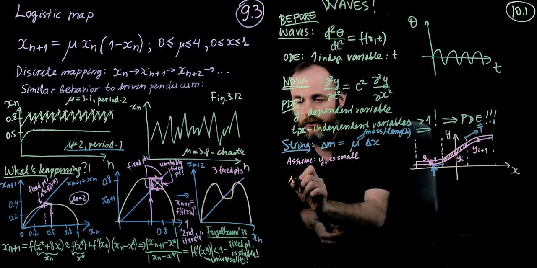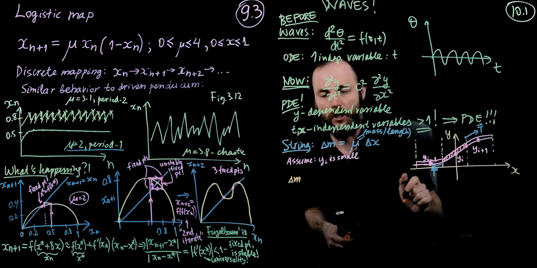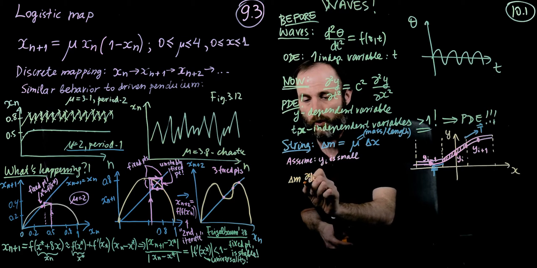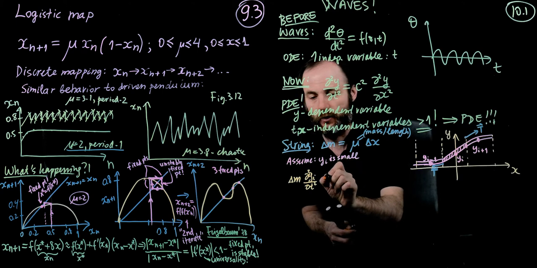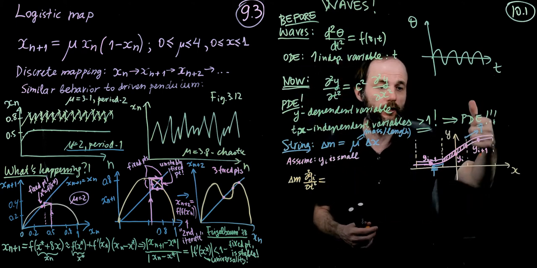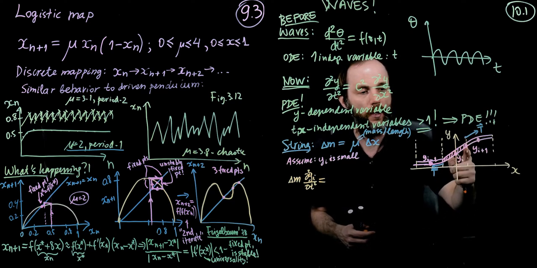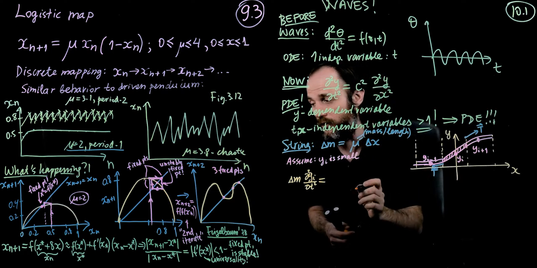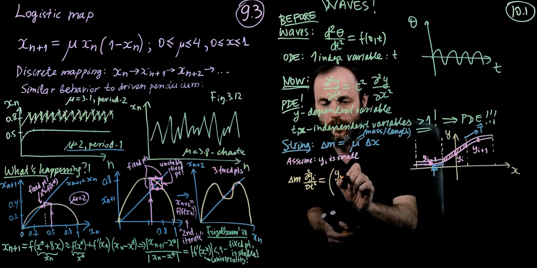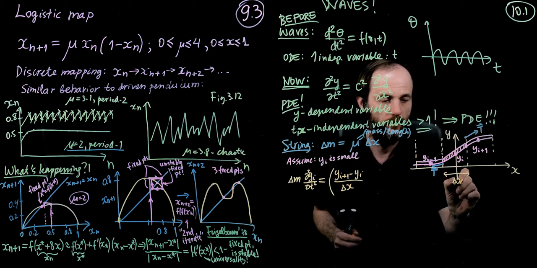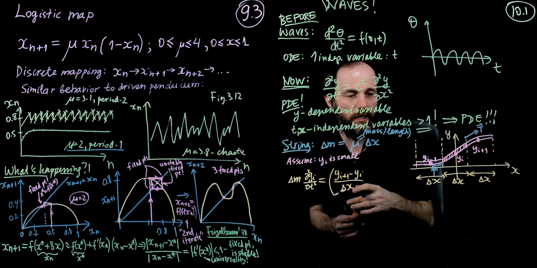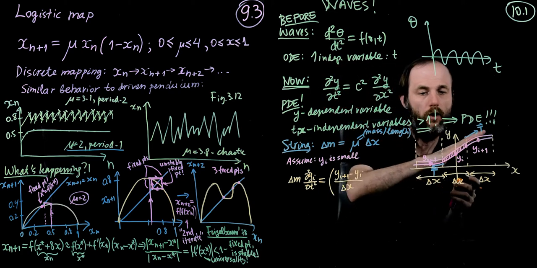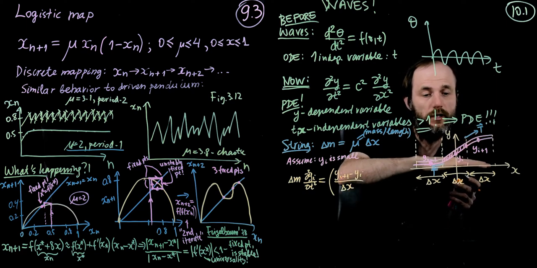So we're going to write out that delta m, the mass of this element associated with our coordinate y, times the acceleration, the second derivative of yi with respect to time, is going to be equal to the sum of all the forces projected along the y direction, right? So there will be ty over here minus ty over there. And we can write them in the following way. yi plus 1 minus yi divided by delta x, where delta x is going to be this and that, and also that.